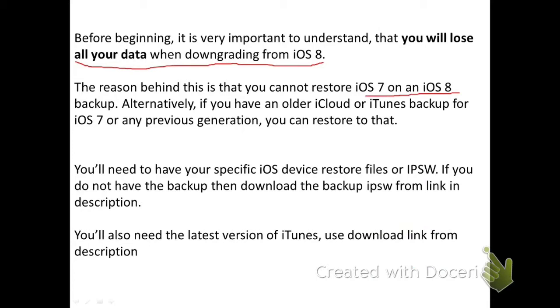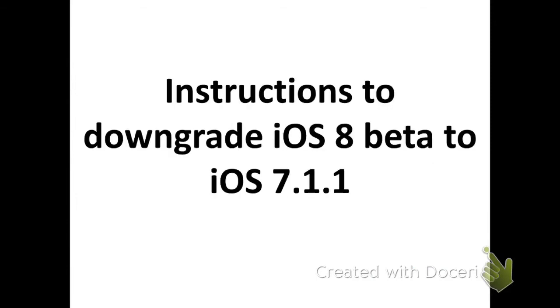Alternatively, if you have an iCloud or iTunes backup for iOS 7, then you can use that backup to restore your phone, but you will need to have your specific iOS device restore file, also called an IPSW. If you do not have this file, use the link in the description box below to download your selected phone model's firmware files. You will also need the latest version of iTunes, so use the download link from the description. Now we begin with the instructions to downgrade the iOS beta to 7.1.1.